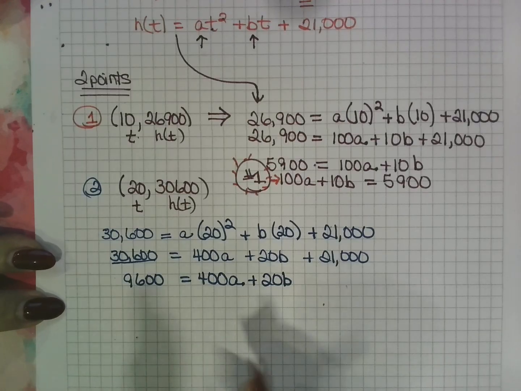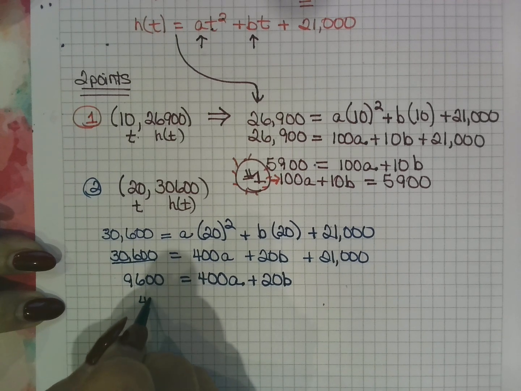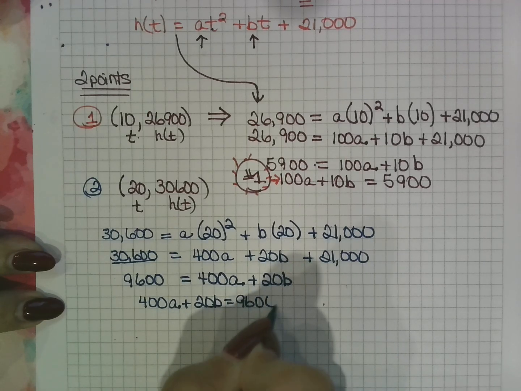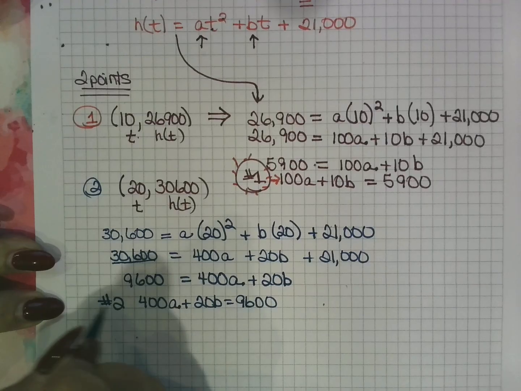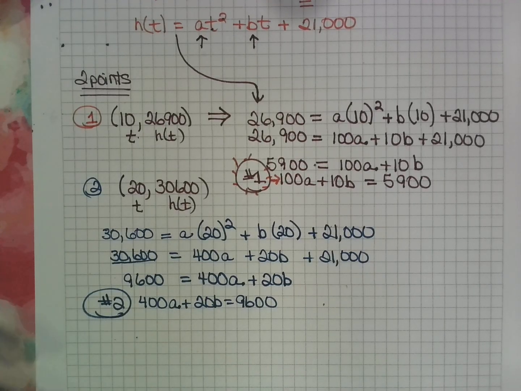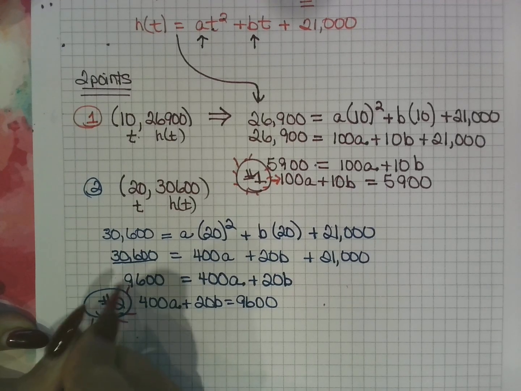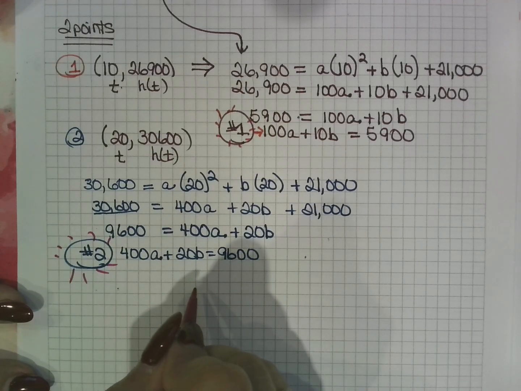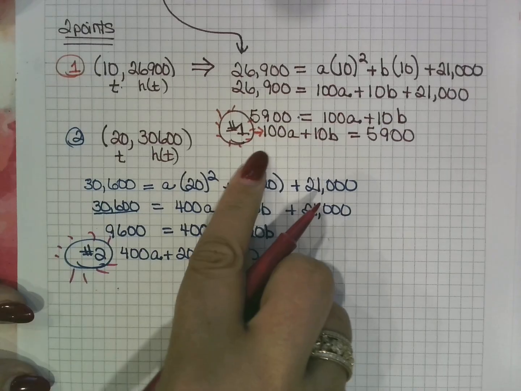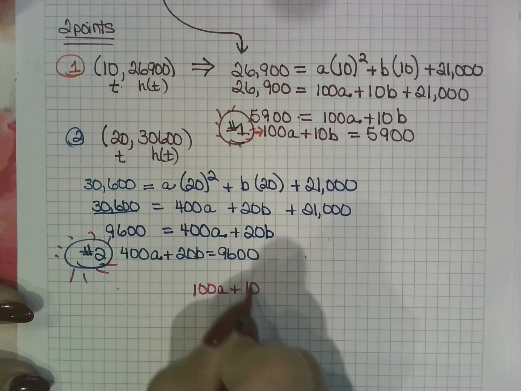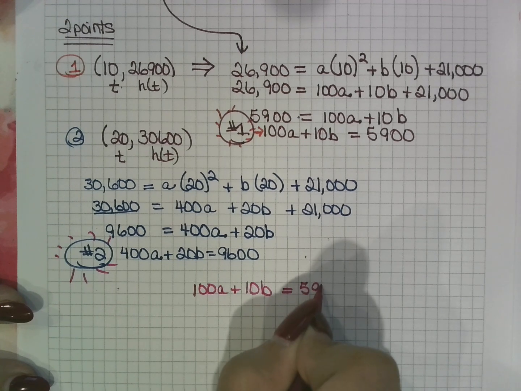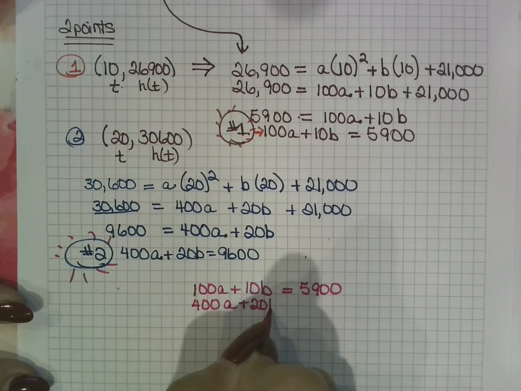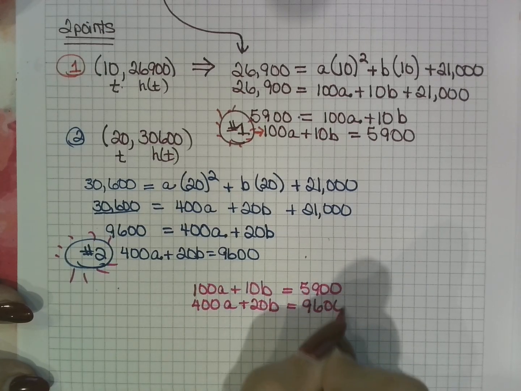And the last thing is I'm going to flip these around just to make it look nicer. 9,600. And this will be equation number 2. All right. So those are our 2 equations for our system of equations. Now we're going to put the 2 equations together and see what we can do. So equation number 1 is 100a plus 10b equals 5,900. Equation number 2 is 400a plus 20b equals 9,600.